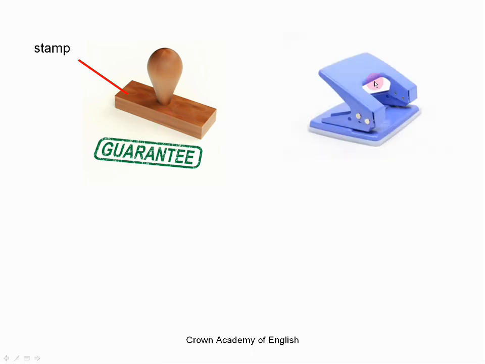And this is called a hole punch. So a hole punch is used for making holes in a piece of paper, which we then put in a file. So we put the paper here, and then we press down on the hole punch, and that makes a hole here and a hole here, and then we can put the paper inside a file.